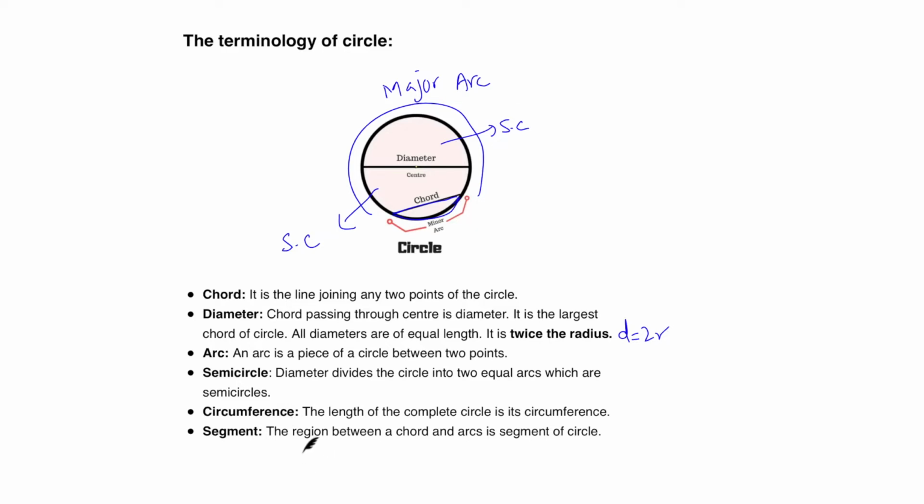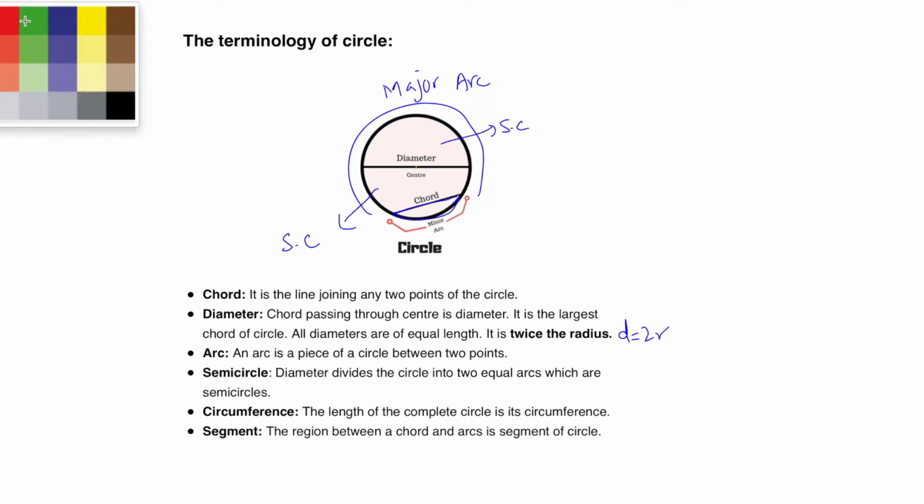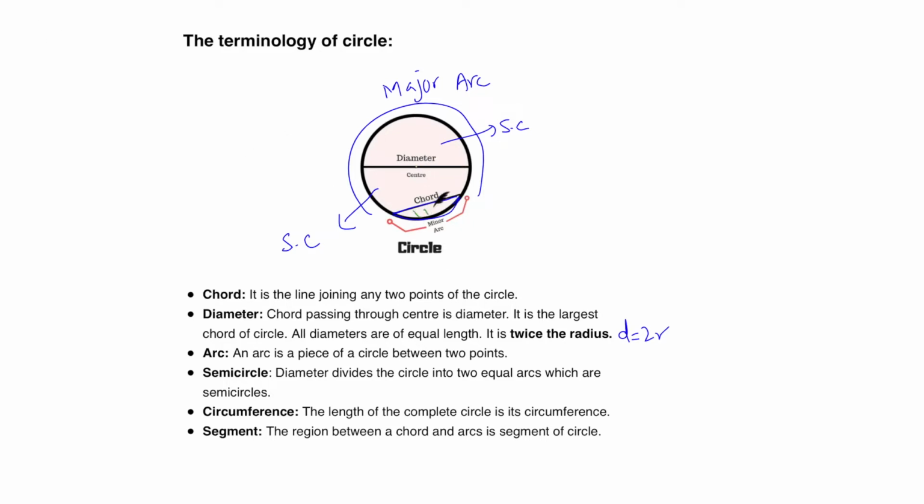What's a segment? The region between a chord and arcs is the segment of a circle. Like in this scenario, this is basically a segment. Please remember this. But there's a difference. If I form this arc by two radii, like this, one radius here, then this region basically becomes a sector. Please remember this difference.